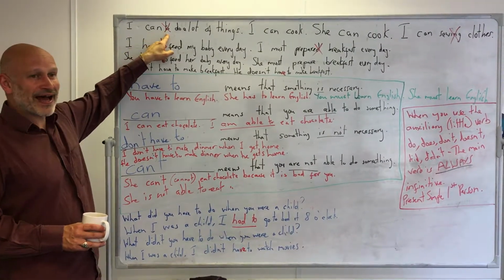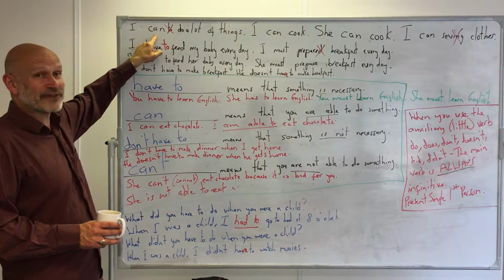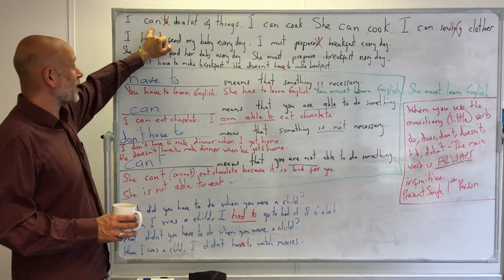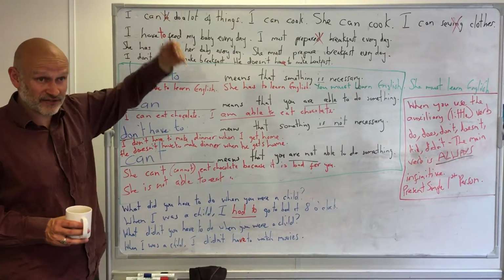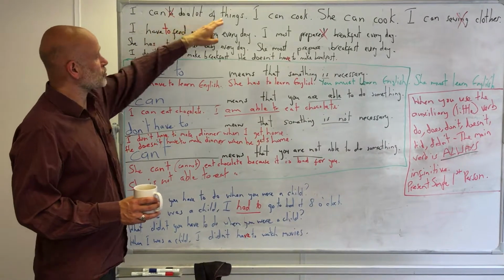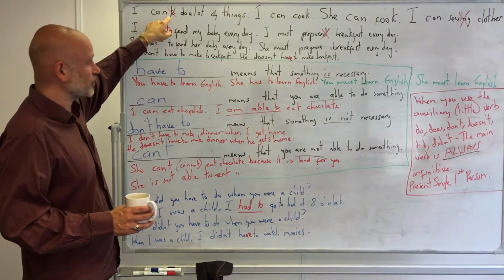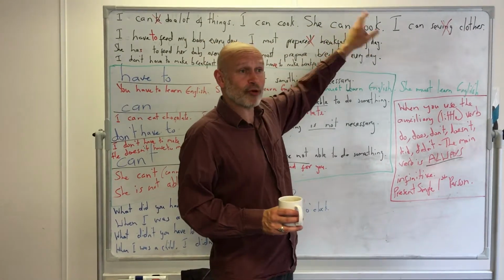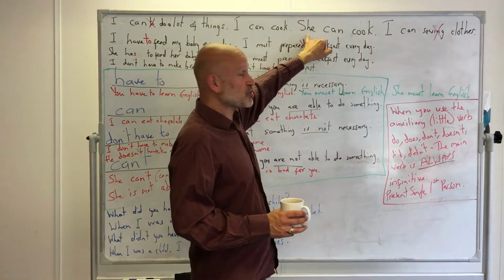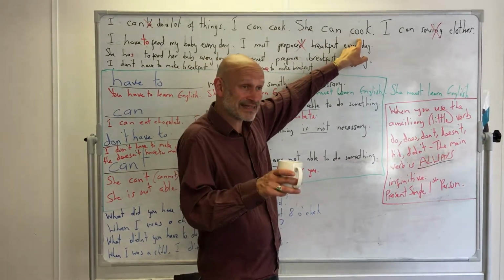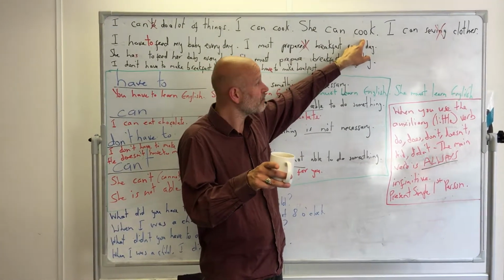You must never add the word to after any modal verb. It's always I, then the little modal verb, and then the main verb, always in the infinitive form. So this was a problem. I can do a lot of things, so we mustn't have this little word. I can cook. She can cook. Remember, even though it's she, because it's a modal verb, the main verb is still infinitive.